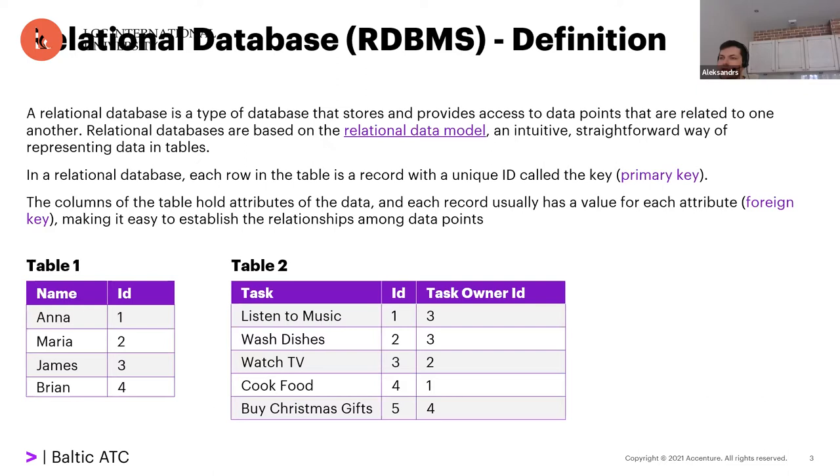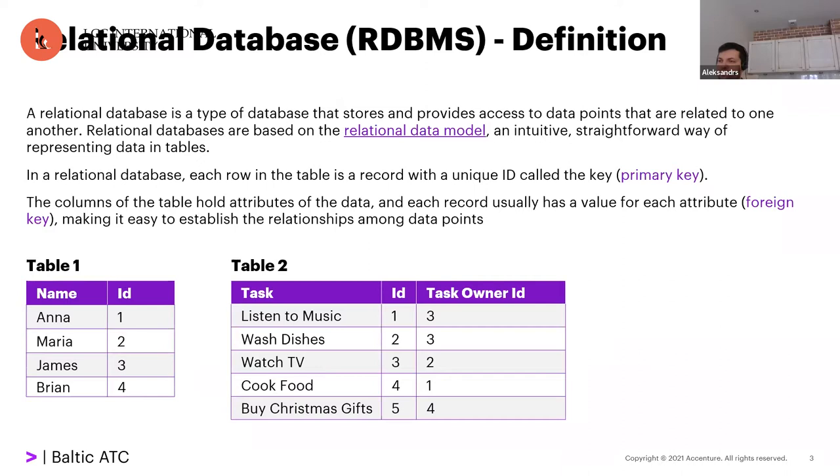In the second table, you have basically a table of tasks, which are, for example, listen to music, wash dishes, watch TV, cook food, buy Christmas gifts. And you can see that there is a column ID, which basically says which ID a record in this table has. It means primary key. And there is a task owner ID, which in this case is a mapping against the name table. And task owner ID in this case is a foreign key in a relational database table.